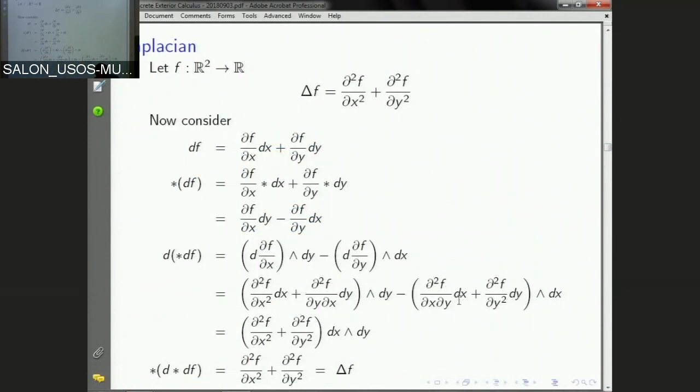Correct? Now you realize dy with dy will give 0, dx with dx will give 0. All that remains are things that accompany dx dy, or dy dx with a minus. Dy dx with a minus is dx dy. Okay? So you get the Laplacian accompanied by this funny thing, the area form. Well, how do I get rid of that? With the star operator, and I get the Laplacian.